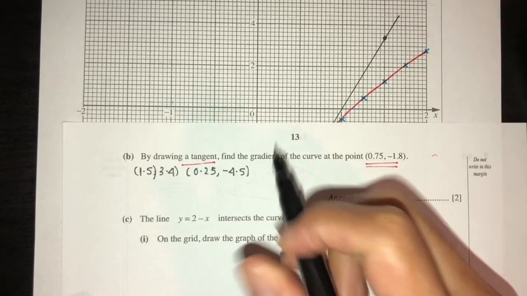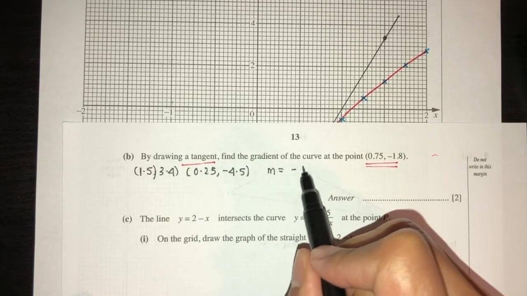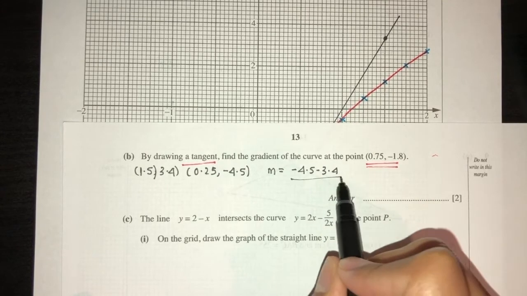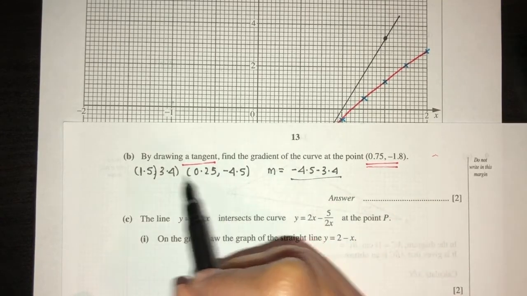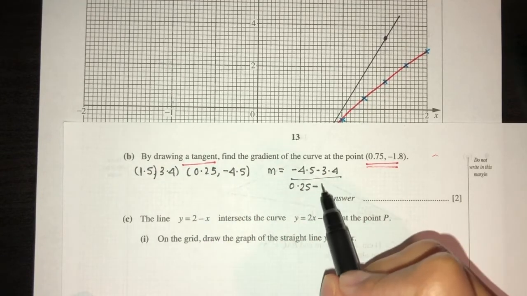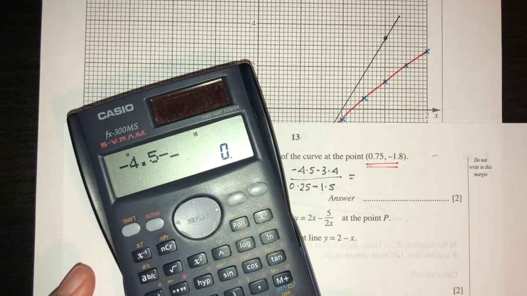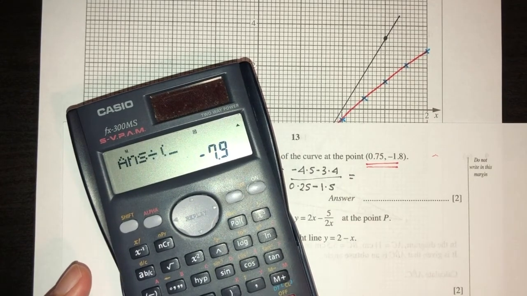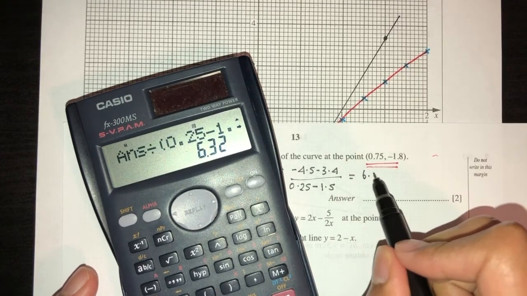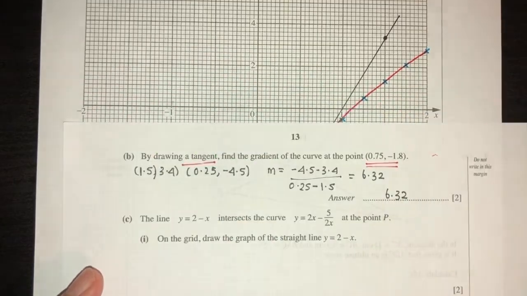So find the gradient. M is equal to y2 minus y1, which is 4.5 minus 3.4, divided by x2 minus x1, so 0.25 minus 1.5. So let's find the value. Divide by 0.25 minus 1.5. That should be 6.32. So that will be your value for the gradient.